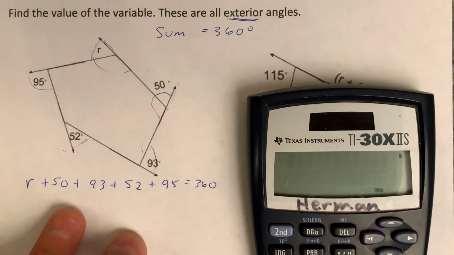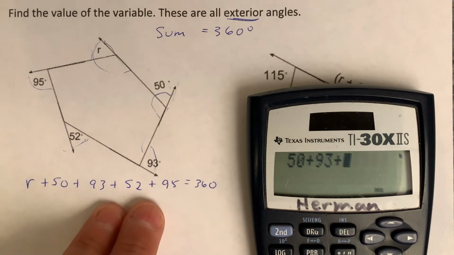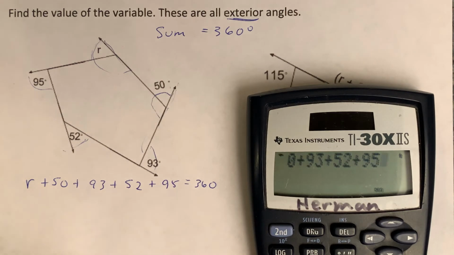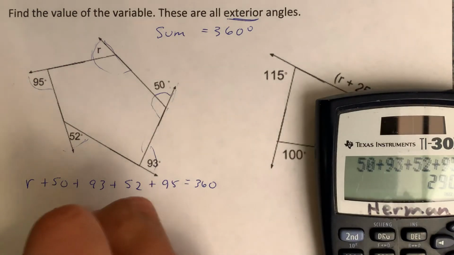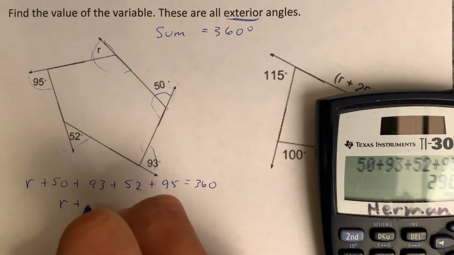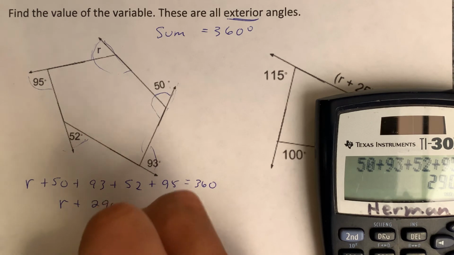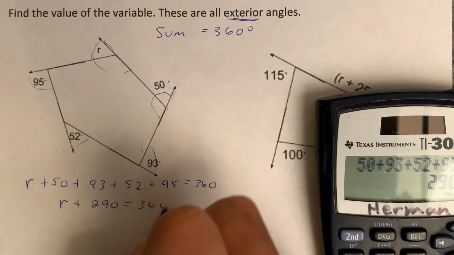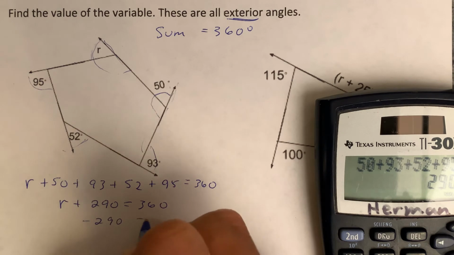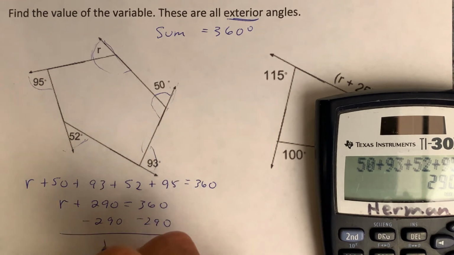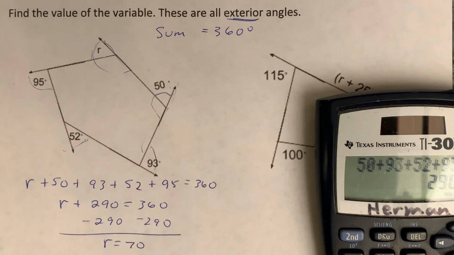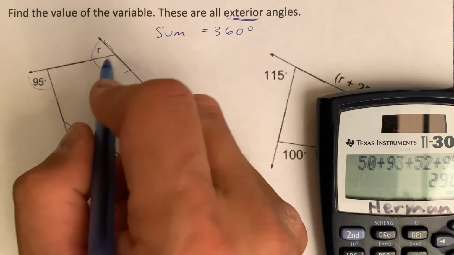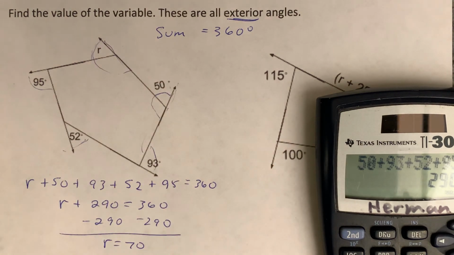So let's see, we got 50 plus 93 plus 52 plus 95. That's it, right? So we have 5 of them. We're missing 1. So we're going to get R plus, what was it again? 290 equals 360. Go ahead and subtract 290 from both sides. R equals 70. So that's a 70-degree angle. Now, it doesn't look quite like a 70-degree angle, but it's close enough that it would work in this case, I think.